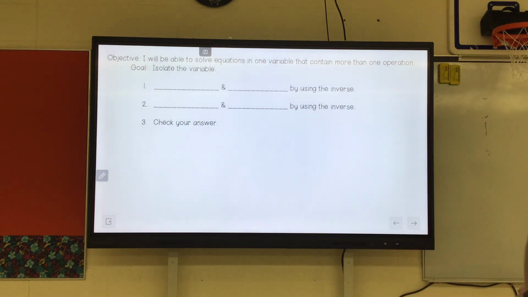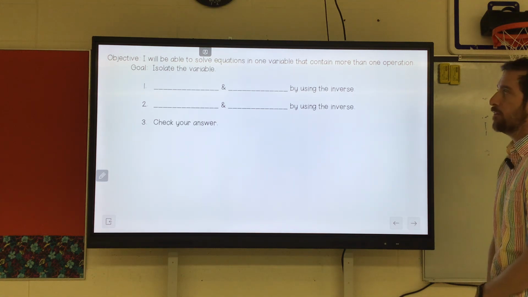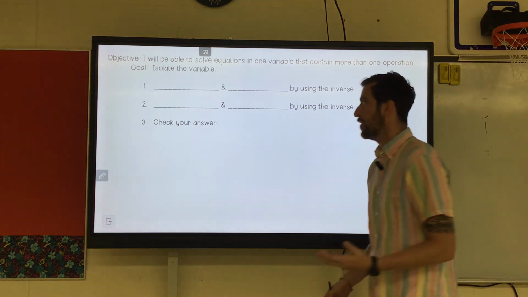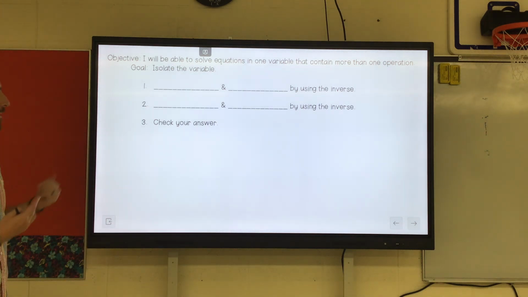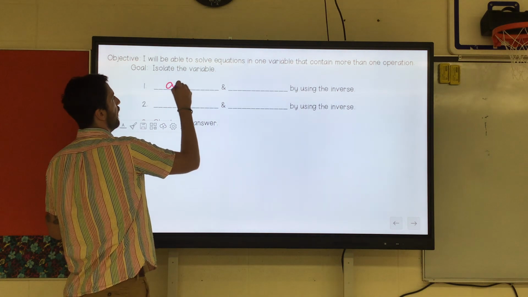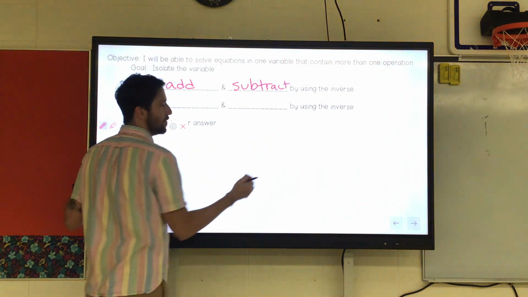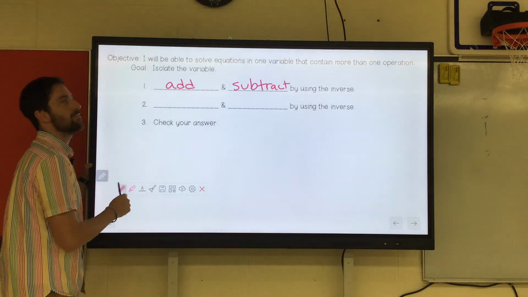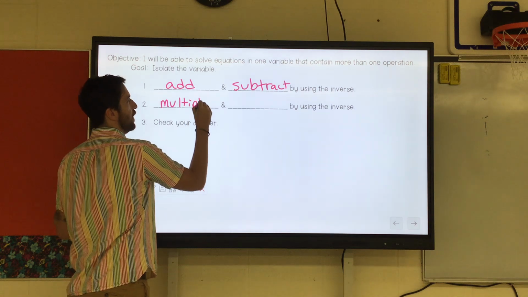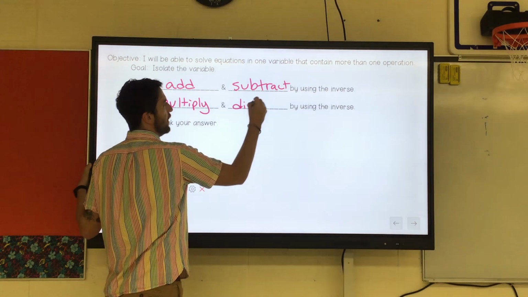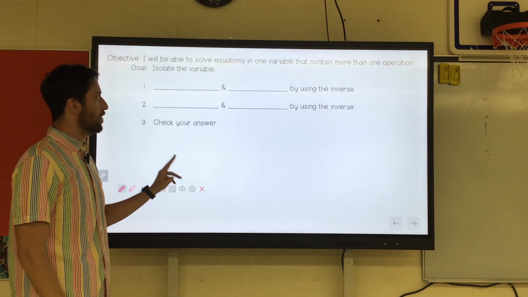Our objective: I will be able to solve equations in one variable that contain more than one operation. So our goal is to isolate the variables by using the inverse. So we're going to say add and subtract. That's pretty easy, right? Those are opposites. And then the next one is to multiply and divide. Those are inverses of each other.